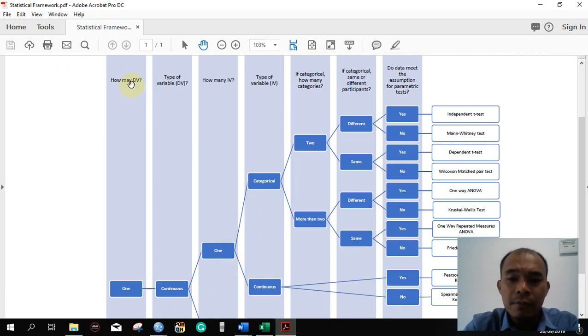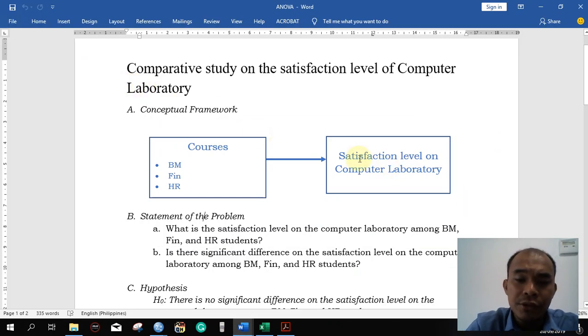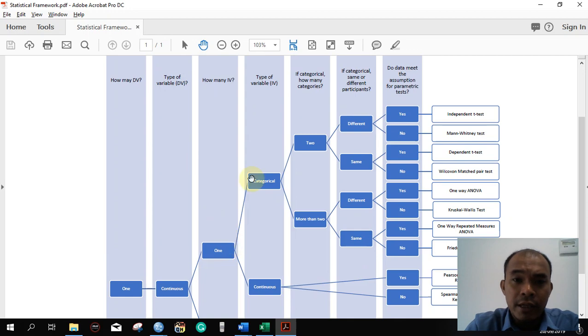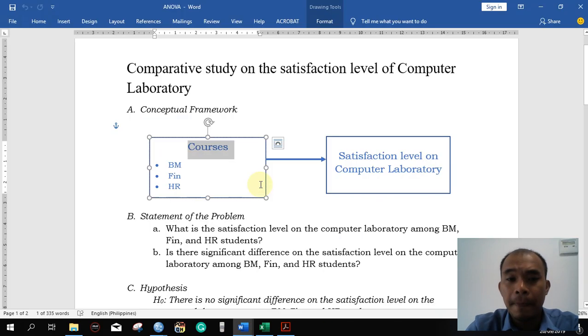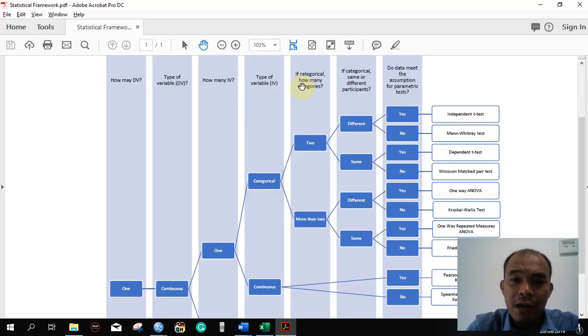How many dependent variables do we have in this study? Dependent variables, there's only one. What type of variable is that? Continuous. Okay, how many independent variables do we have? Still, please remember, very important, there is only one independent variable here, which is the course. Okay, and then what type of variable is that? Categorical.